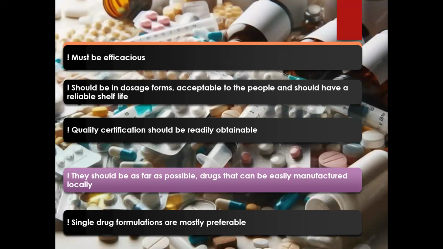Another criterion is that the drug should be in dosage forms acceptable to the people and should have a reliable shelf life. Drugs can come in dosage forms like syrups, injectables, tablets, and capsules. Any of these dosage forms must be user-friendly and culturally acceptable to the people.